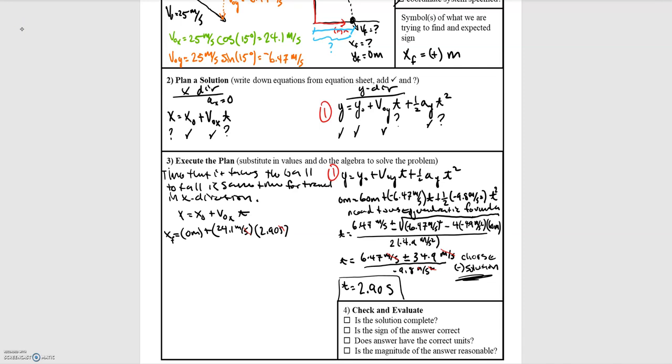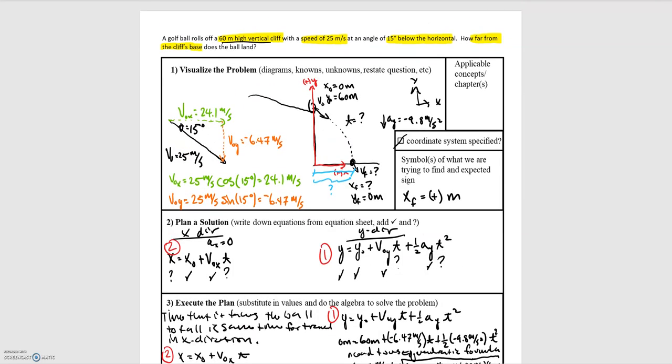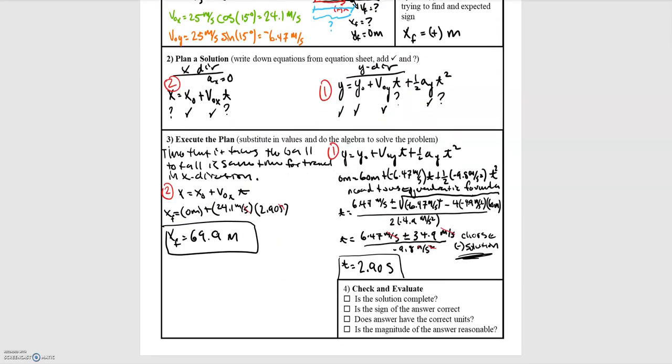Now that we've solved for the time that the ball's in flight, we can use our equation in the x direction, the second equation, to solve for the final position of the golf ball. Substituting in those values, we find that the final position is equal to 69.9 meters. So to answer the question of how far from the cliff's base does the ball land, the ball lands 69.9 meters to the right of the cliff's base.